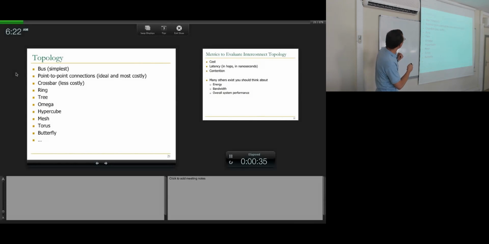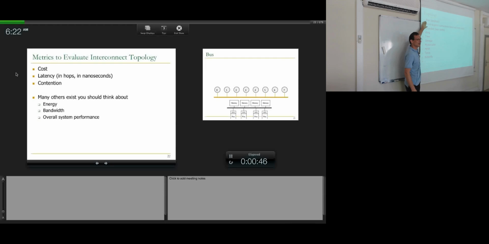So if you look at the topologies, bus is the simplest topology, and point-to-point connections are the ideal and most costly topologies. And people have developed many different topologies to approximate point-to-point connections without the cost of it. So there are several metrics to evaluate interconnect topology. Cost is a big one. Latency is another one. And latency can be in hops or in nanoseconds, and they're not the same because you may have a very long hop, and that could take a very long time, especially given that our interconnect latencies are not scaling very well in VLSI today. And contention also is another metric.